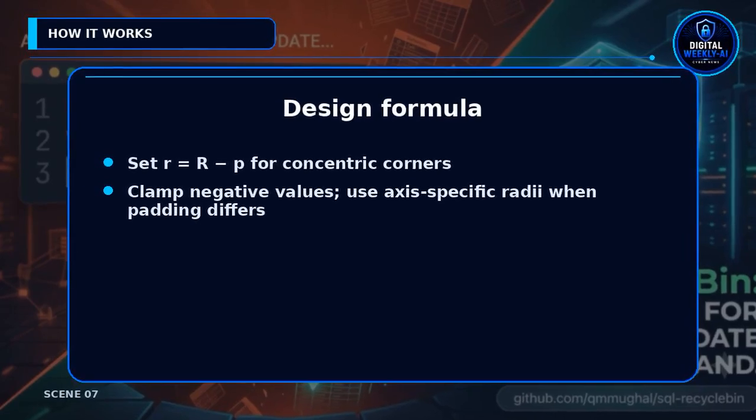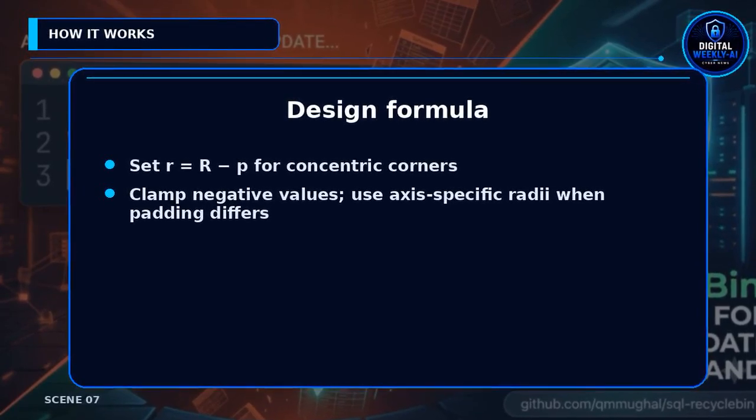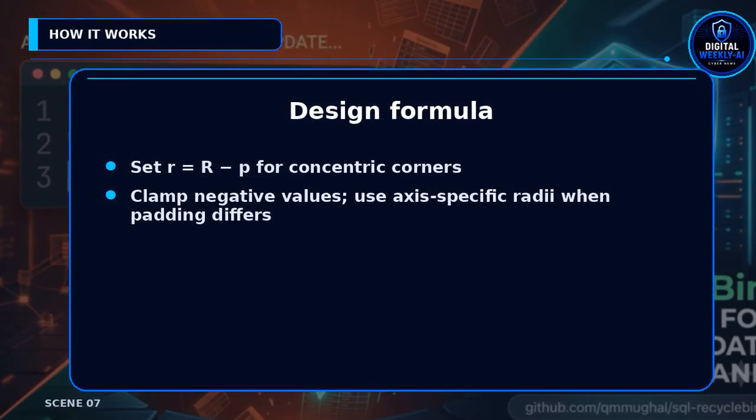Design detail. Concentric border radius. To keep nested corners visually parallel, set inner radius r equal to outer radius R minus inset p. r equals R minus p. Browsers scale radii if sums exceed side length. Use per-axis radii when padding differs.